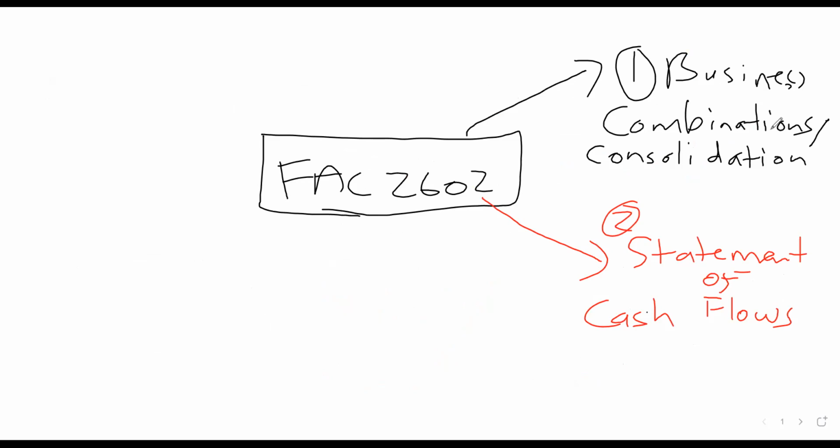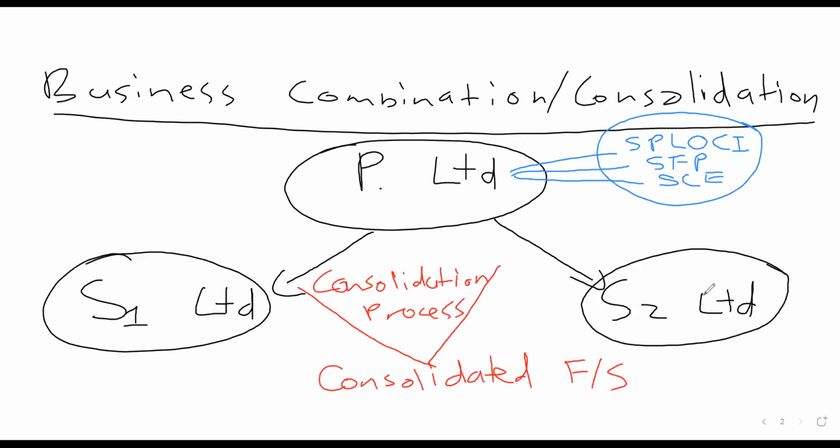So in FAC 2602, as far as consolidated financial statements are concerned, you are not going to deal with the consolidated statement of cash flows. Please take note of that. That's a very important point that I've put across to you. The only consolidated financial statements you're going to be dealing with are these three: the statement of profit or loss and other comprehensive income, the statement of financial position, and of course, the statement of changes in owner's equity, right?